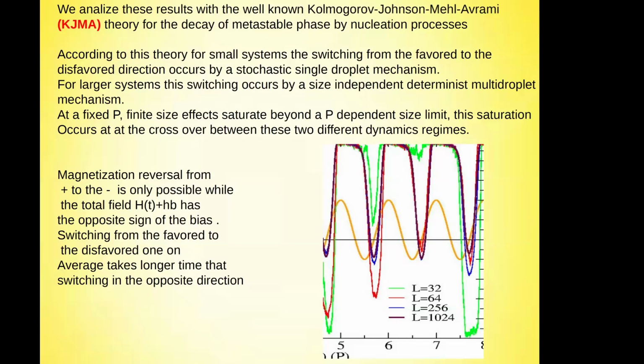Here, you see we plot 32 and 64. For this smaller system, the switching is much more random. Sometimes they switch, sometimes they don't. But for the larger system, you start to see, particularly for the 1024, it's very deterministic. I mean, it always goes basically to the same value.